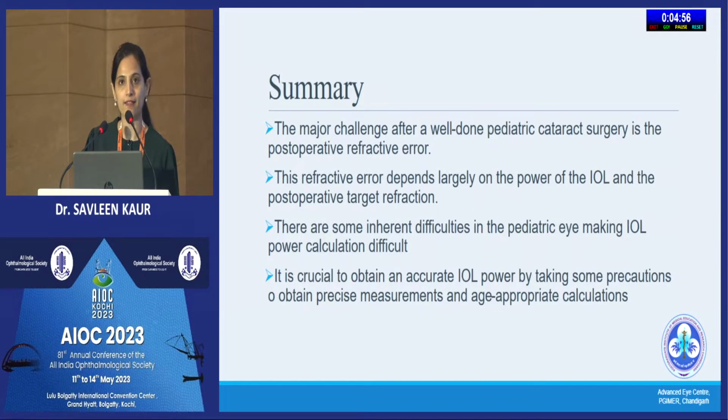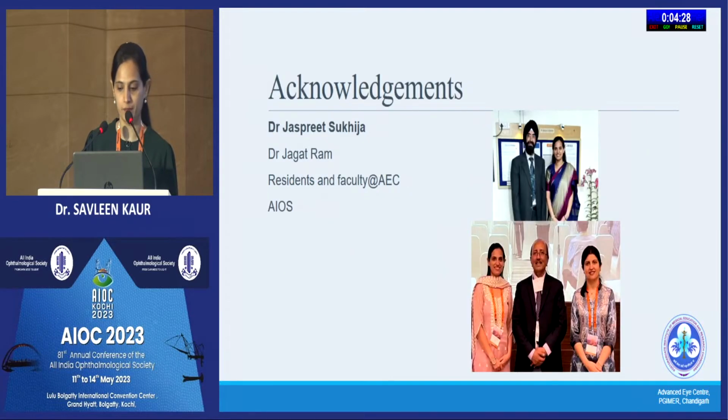So to summarize, the major challenge after a well-done pediatric cataract surgery is the postoperative refractive error, and this depends largely on the power of the IOL and the postoperative target refraction. There are a lot of inherent difficulties in the pediatric eye, which make the IOL power calculation difficult. So we have to obtain an accurate IOL power by taking some precautions while doing office measurements or measurements under anesthesia in children, and then do an age-appropriate calculation for these powers.